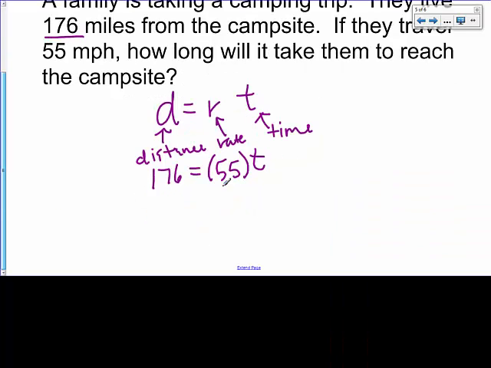Again, I'm going to use my inverse operations to help me figure this out. So I'm going to divide by 55 on both sides because these are being multiplied. What I do to one side of the equal sign, I must do to the other. So 55 and 55 will cancel, leaving me with T. And 176 divided by 55 gives me 3.2, which is hours. Final answer.